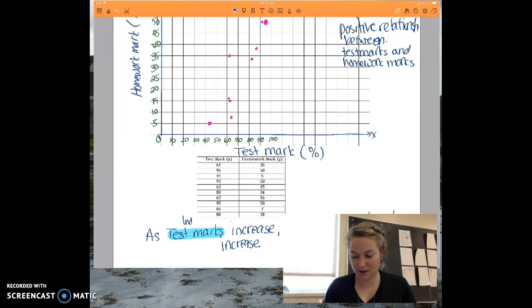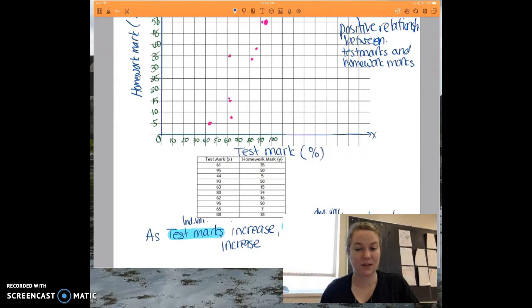Okay, now remember, test marks is our independent variable, and homework marks is our dependent variable. So when you're doing a hypothesis statement or a concluding sentence, you always structure them the same way. As the independent variable changes, what happens to the dependent variable? For a hypothesis, it's what do you think happens to the dependent variable? And for a conclusion sentence, it's what have you discovered happens to the dependent variable?